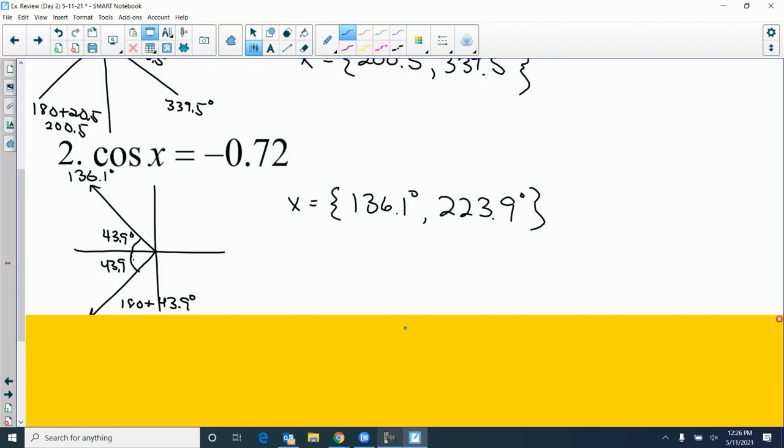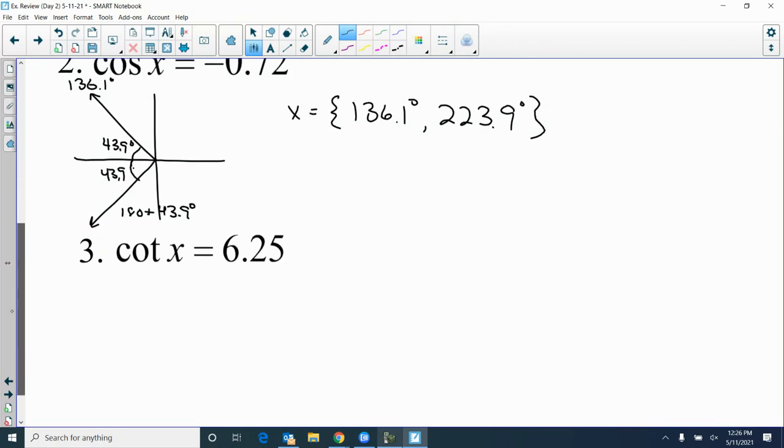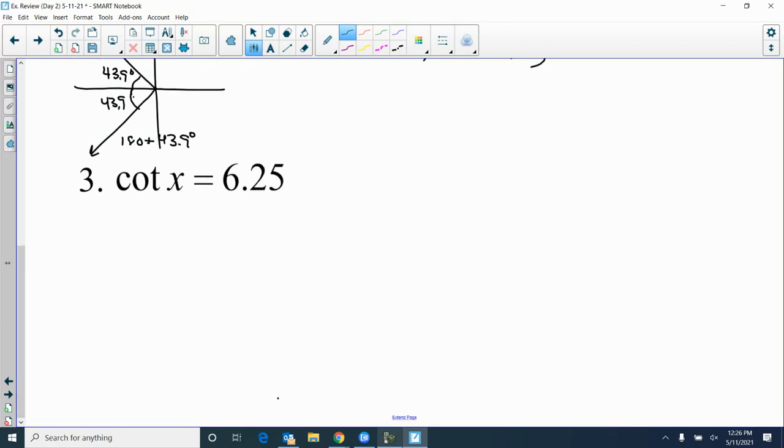Anybody do it? There's another way to do it. I don't care which way you do it. Anybody just take 360 minus that? That'll also work. Okay, it doesn't matter either way. All right, last one here. All right, be careful here. Cotangent of x equals 6.25. So copy that down and think for a second.